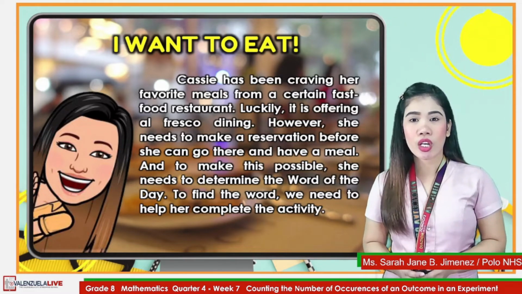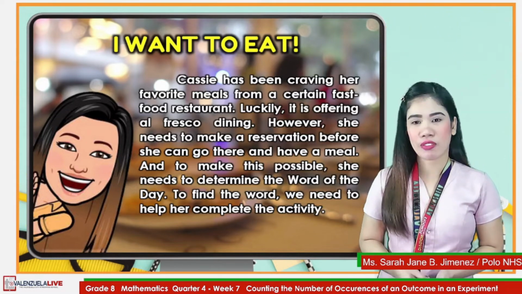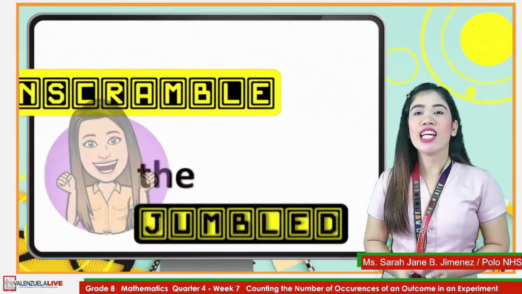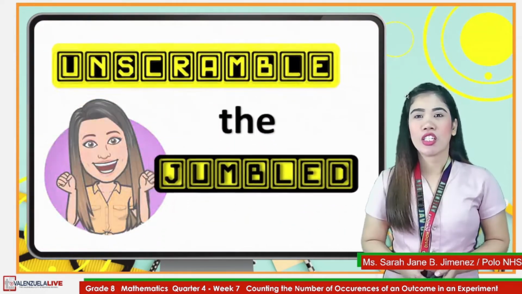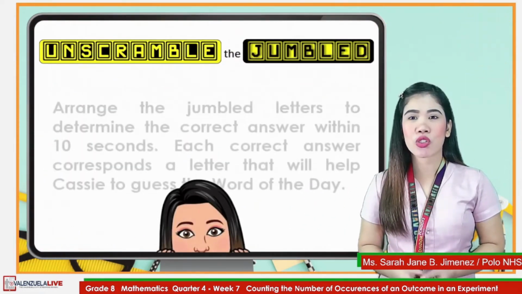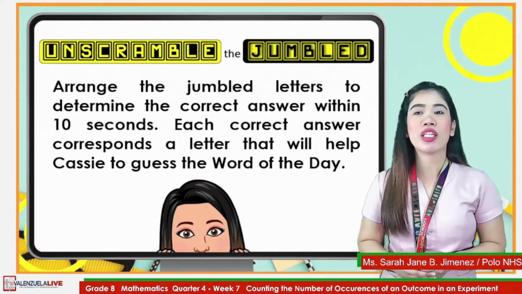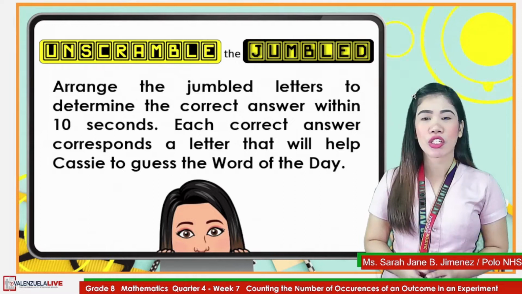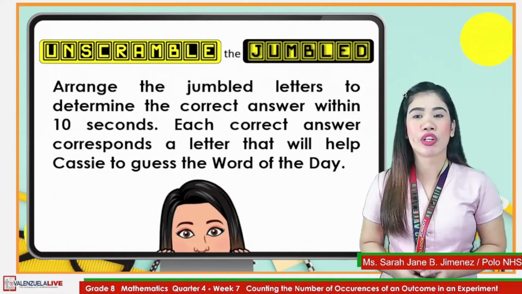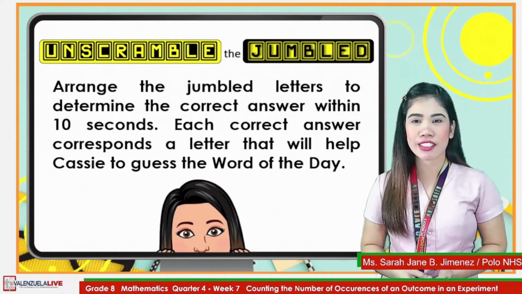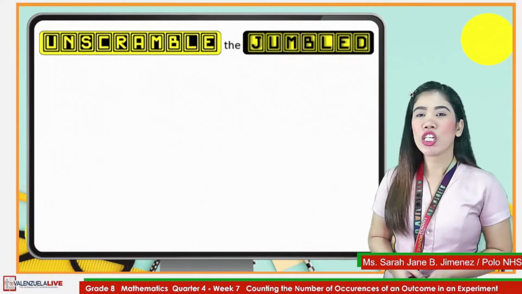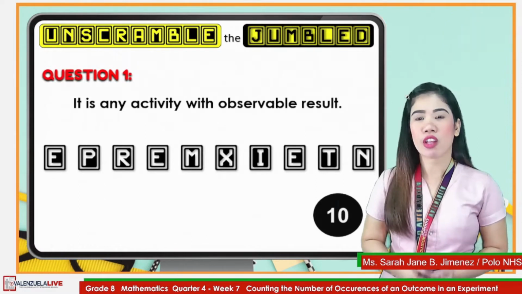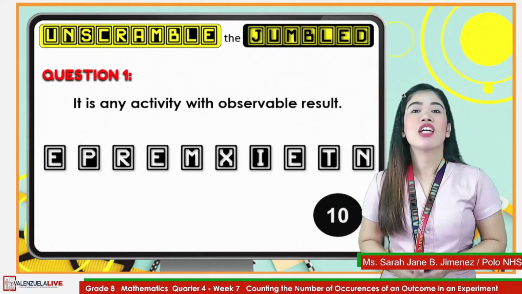To find the word, we need to help her complete the activity. This activity is entitled Unscramble the Jumbled. You need to arrange the jumbled letters to determine the correct answer within 10 seconds. Each correct answer corresponds to a letter that will help Cassie to guess the word of the day. Are you ready? For question number 1, it is any activity with an observable result. Your 10 seconds starts now.